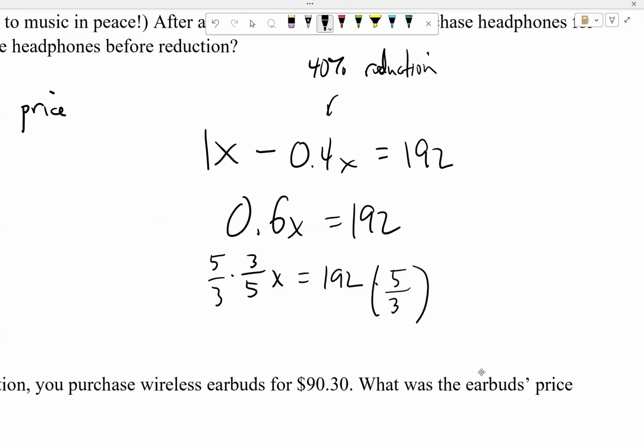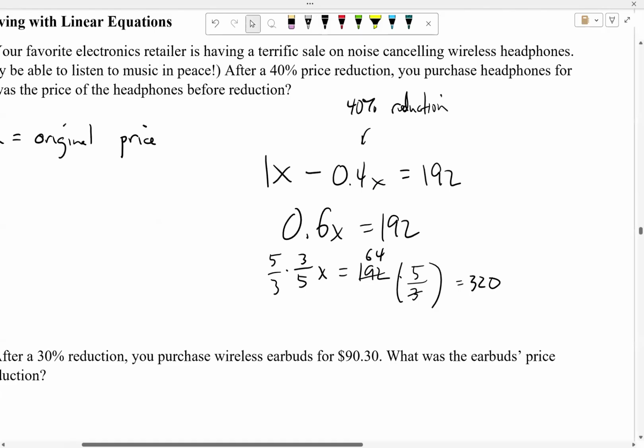What other number does that work for? 9. That works for 3 and 9 only. Don't try to do it for like 5 or something crazy like that. So 3 does go into 192, 64 times. And 64 times 5 is 320. So I don't know what happened with the calculators there, but it's definitely 320. I verified it with my brain.